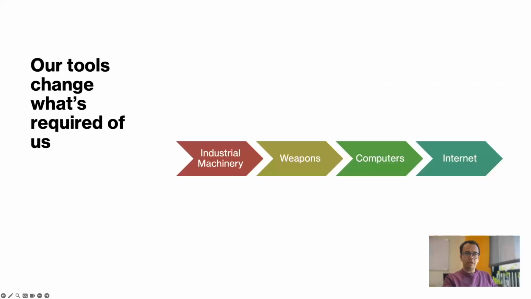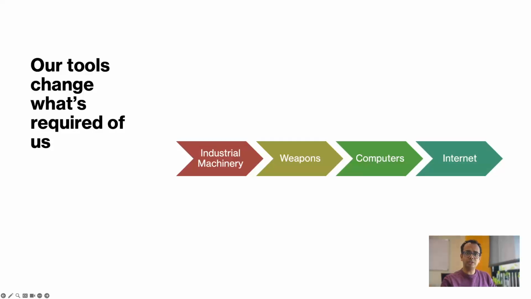So, right from the beginning, our tools have always changed what is required of us. Right? When industrial machinery came out, the physical strength became less important. When weapons came out, warfare changed completely. When computers came out, the entire information processing, computation changed drastically. And when internet came out, aggregation of resources became more and more possible. Right? So our tools have always changed what is required of us as humans, and AI is not any different. AI will also change what is required of us as humans.